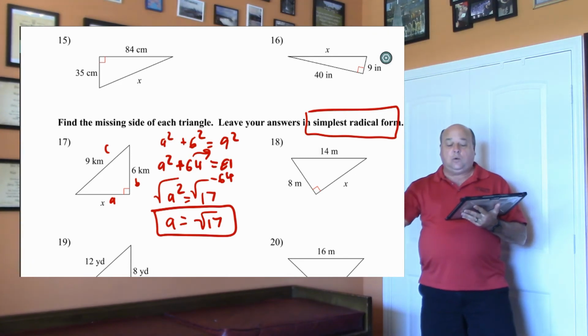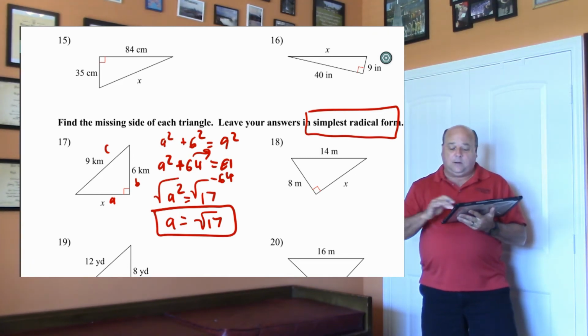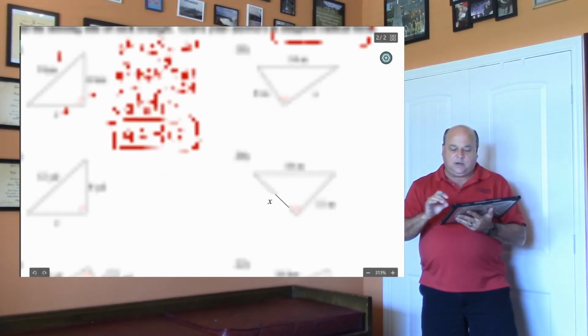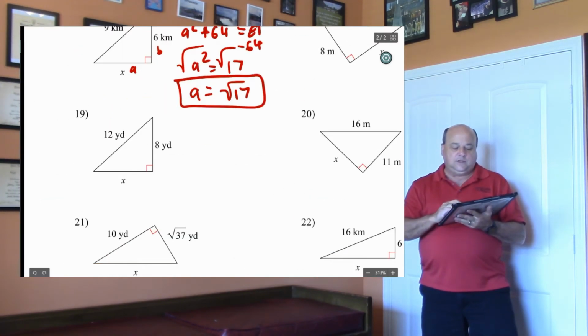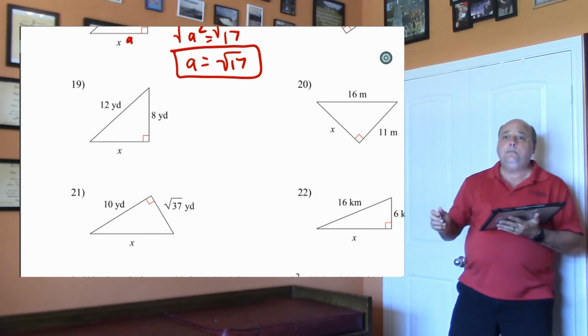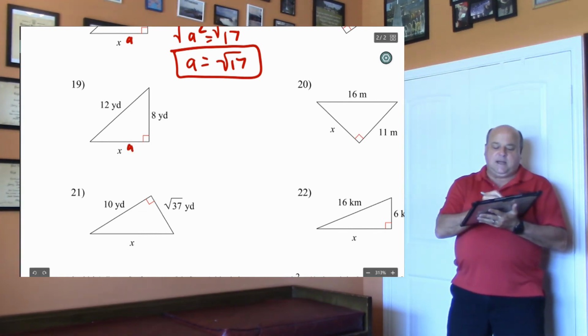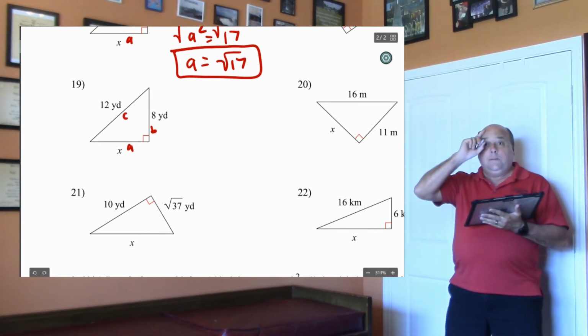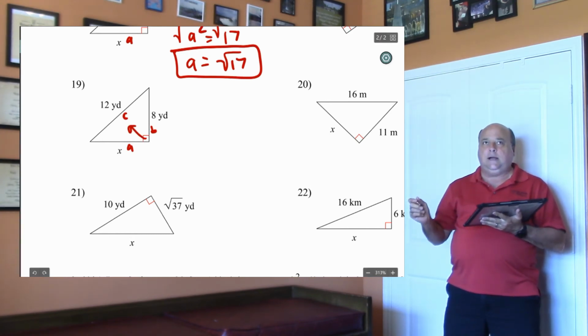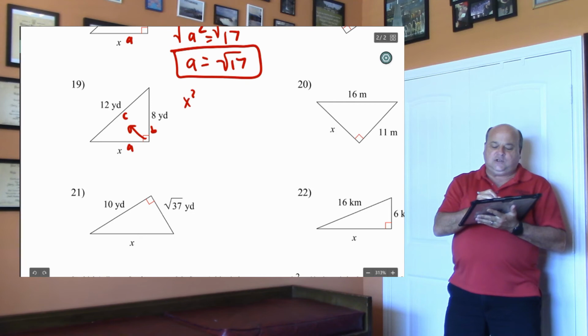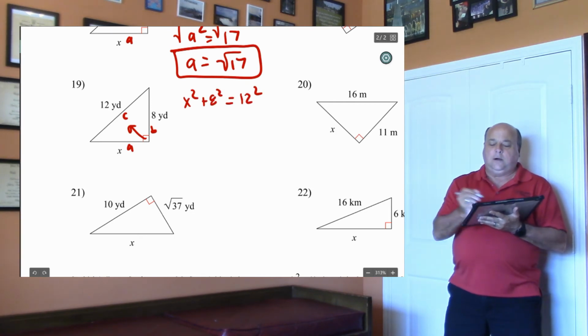If you got like the square root of 40, you would have to simplify it, okay? Let me see if there's one I could do here that will simplify. 144, and see, yeah, this one will simplify. So let's do 19. Okay, so on 19, this is my A and my B and my C. Remember, the C is going to be the hypotenuse. It's going to be across the 90-degree angle, right? So I'm going to have x squared plus 8 squared equals 12 squared.